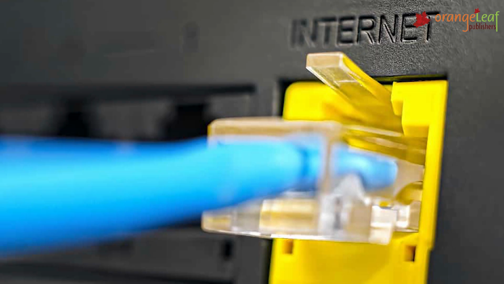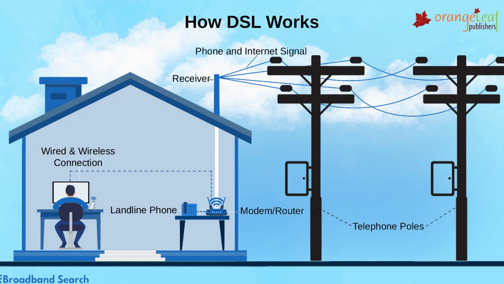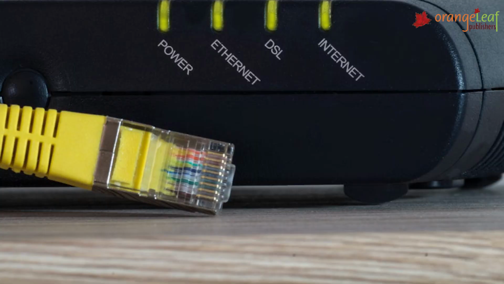A two-wire copper telephone line is used that enables the user to make calls while using the internet. The user can access this line by paying a monthly fee to the ISP.